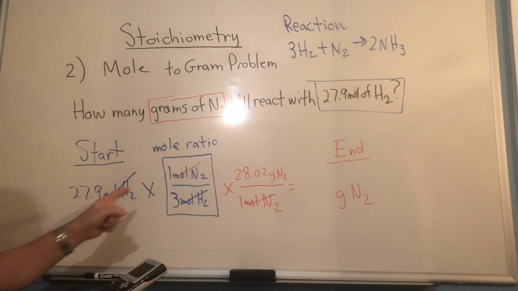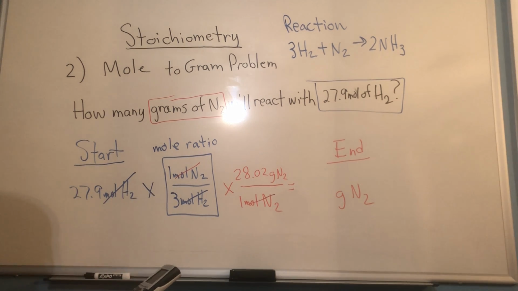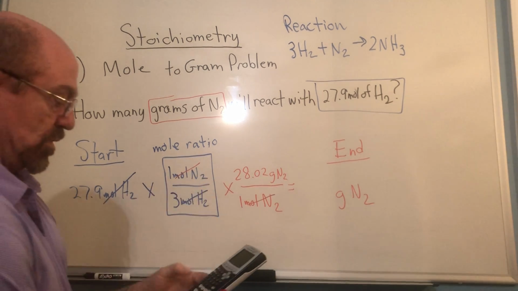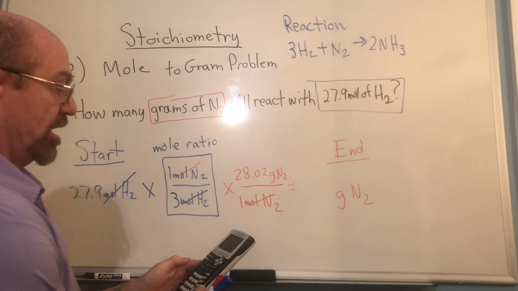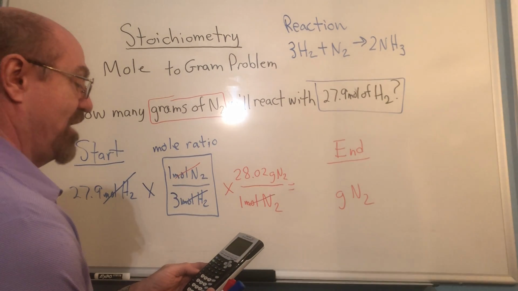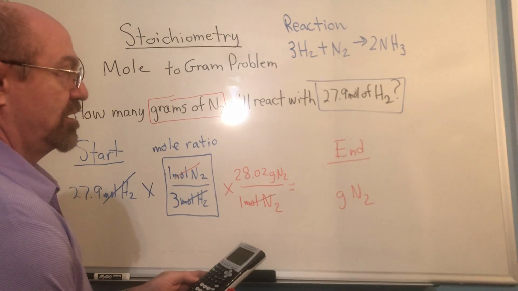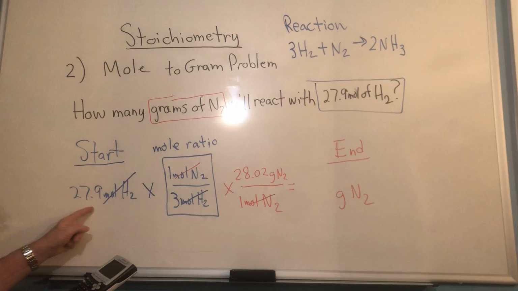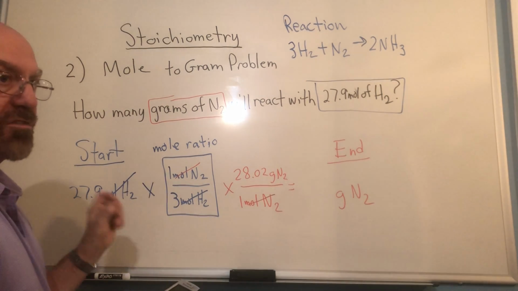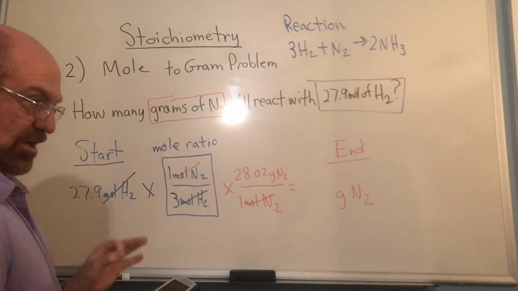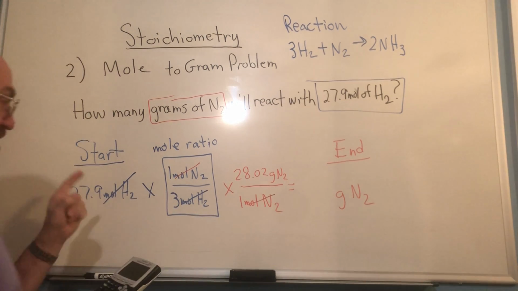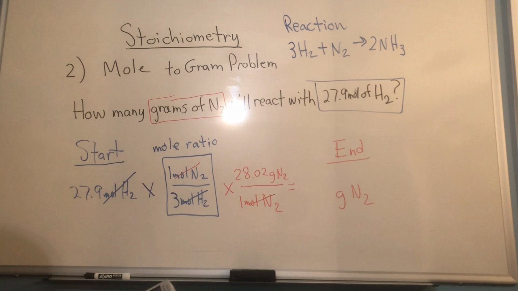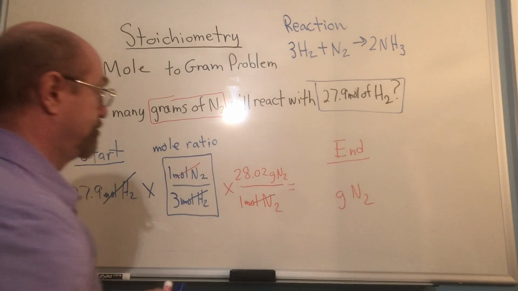27.9 moles divided by 3, and then times 28.02 will get us to 260.586 grams. Again, how many sig figs do we have? 1, 2, 3. We ignore these because these are exact numbers. Coefficients do not affect the number of sig figs. This one has 4. If this one has 3, we've got to round this to 3. Since it's 260.5, it'll be 261.